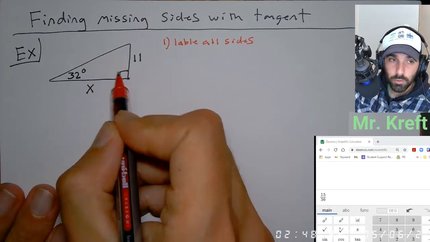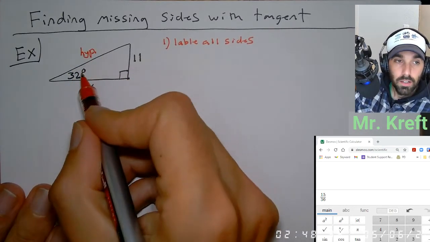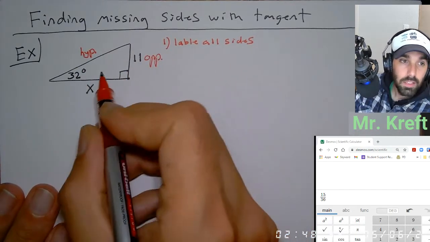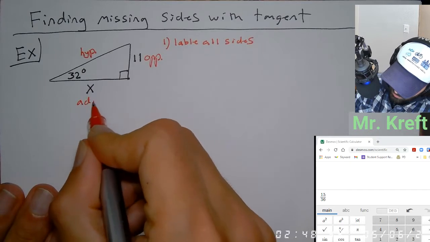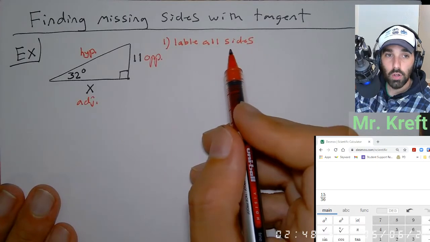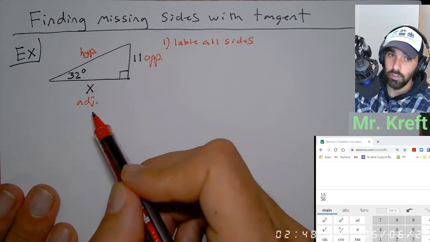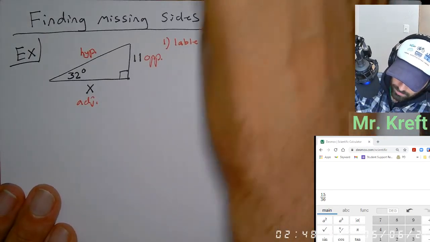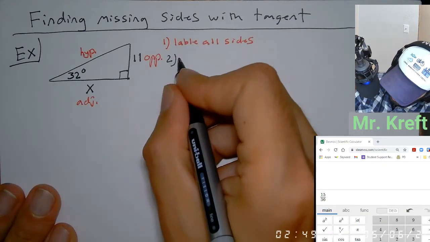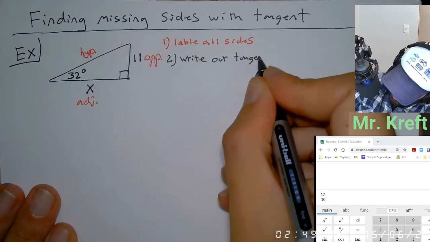So the first thing I do, across from the 90, that's my hypotenuse. The furthest away from my reference angle, that's my opposite. And then the only one that's left over is adjacent. So always start by labeling all your sides. And how do we label it? Hypotenuse, opposite, then adjacent. Okay, step 2. We're going to write our tangent equation.